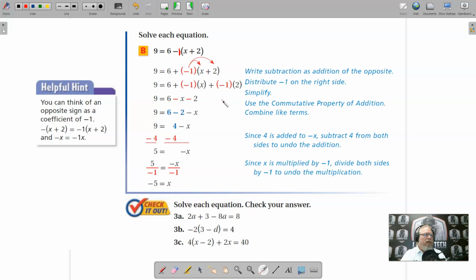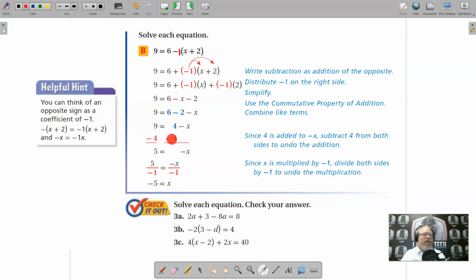Then we would use the commutative property, get the negative 2 over by the 6, and then move the negative x over, so the negative x goes to the right, the negative 2 comes to the left. Now the 6 and the negative 2 are next to each other. We can go ahead and combine those terms. 6 minus 2 is 4. Bring down the negative x. Now we have a positive 4.